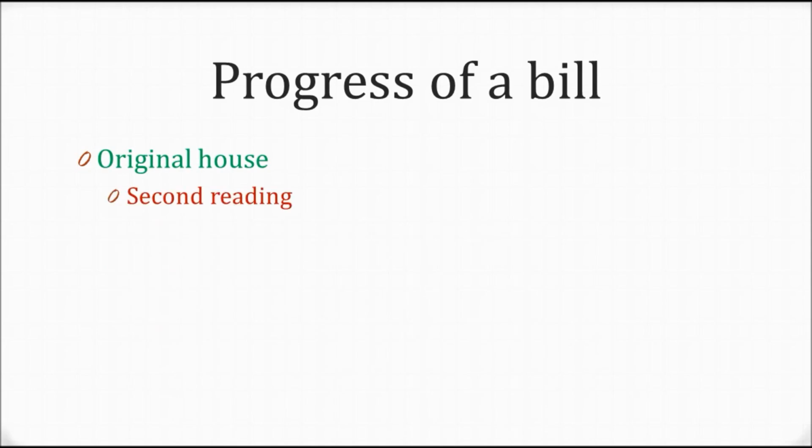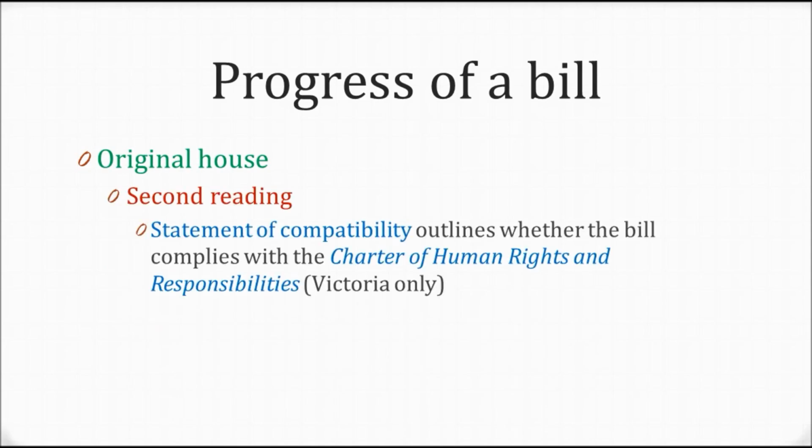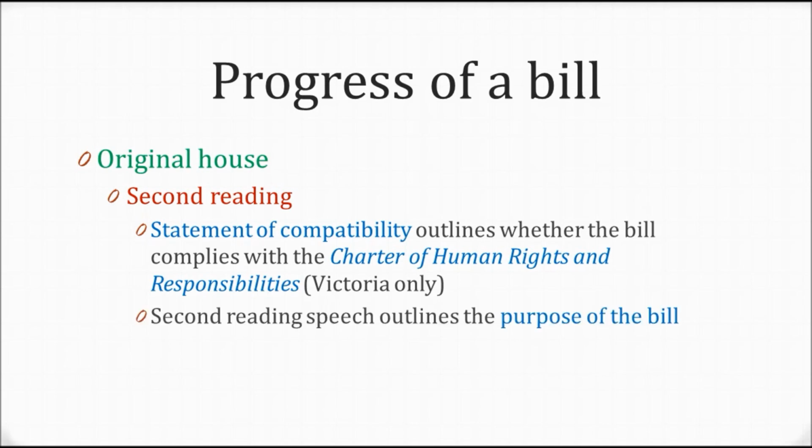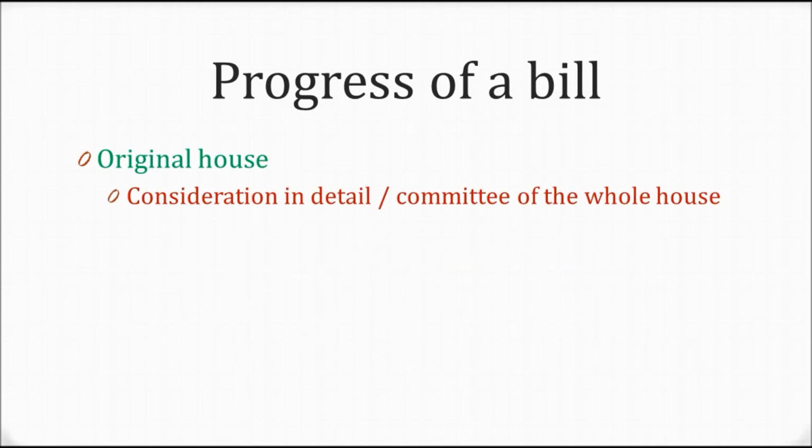Next is the second reading stage. In the Victorian Parliament, a statement of compatibility outlines whether the bill complies with the Charter of Human Rights and Responsibilities. The second reading speech then outlines the purpose of the bill. The Minister introducing the bill will read the second reading speech, and then debate and a vote can then take place.